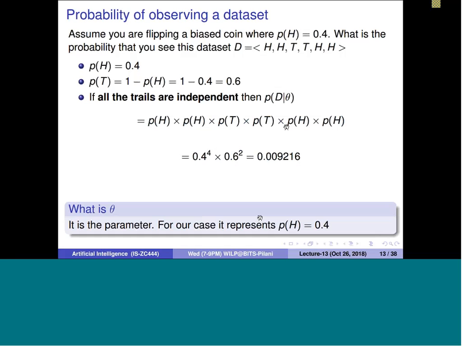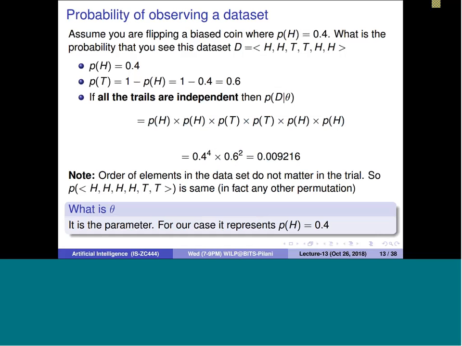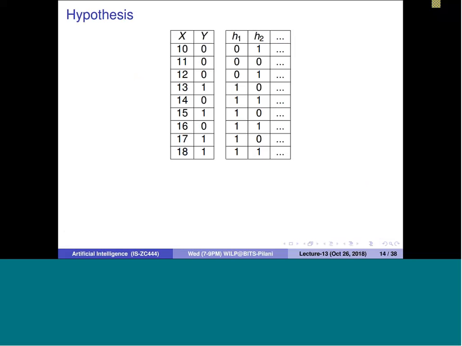So for a given parameter, you can say that. And the important thing to note is that the order of elements in the data set does not matter in the trial because they are independent. So the probability of all the heads then all the tails is the same. In fact, any permutation is the same. What is theta? It is a parameter. For our case, the representation of this is 0.4. Are you with me? Should I go ahead with the next slide? So given the parameter, you can find out the probability of seeing the data. All right.